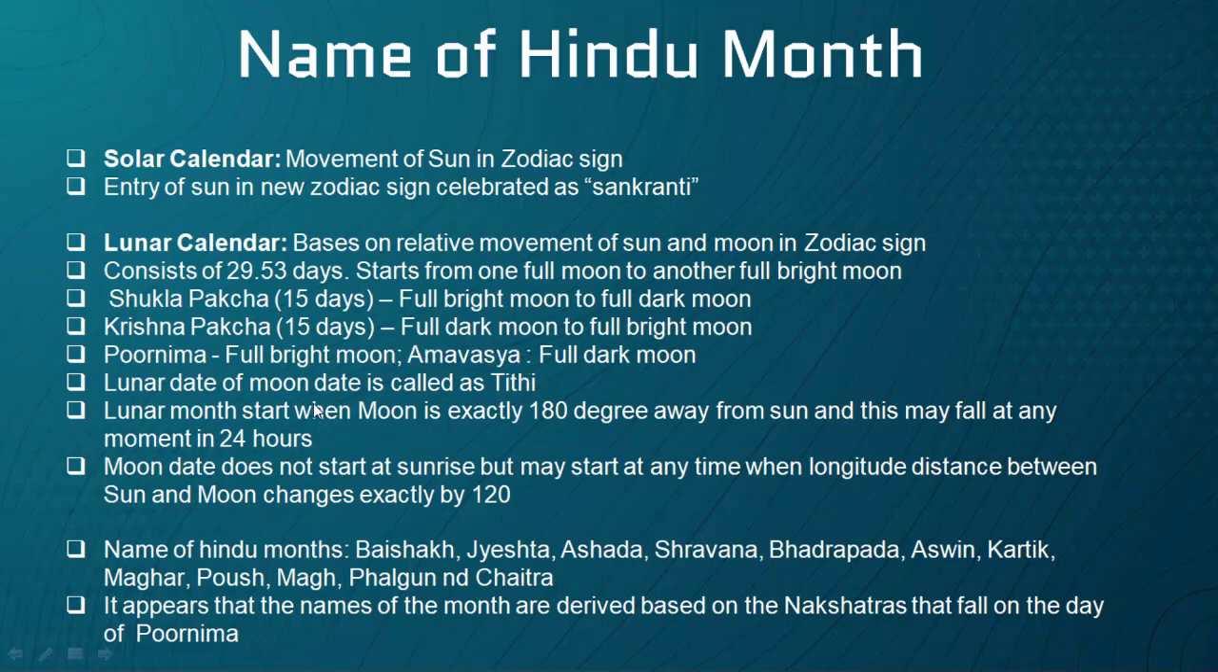The lunar date, or moon date, is called Tithi. So what is Tithi? It is not just the day like we have in the solar calendar. It is based on the relationship between the sun and the moon. That is how a Tithi is formed. It considers both the sun and the moon. The lunar month starts when the moon is exactly 180 degrees away from the sun.